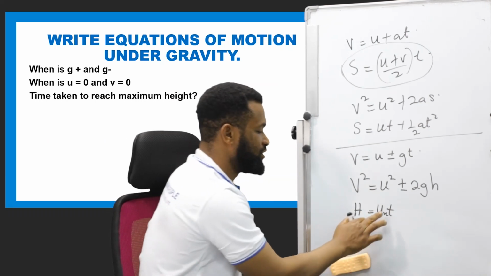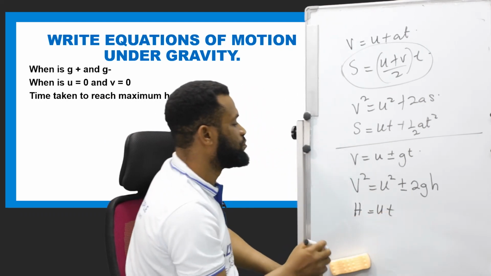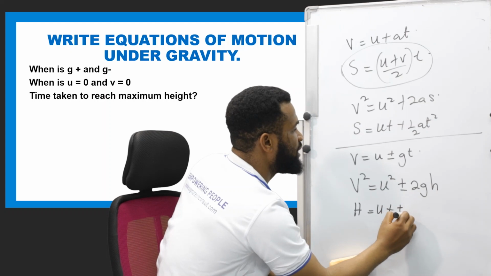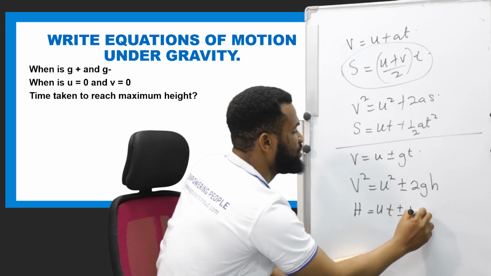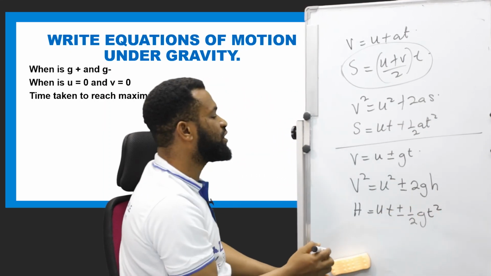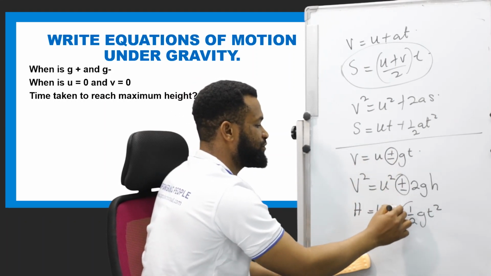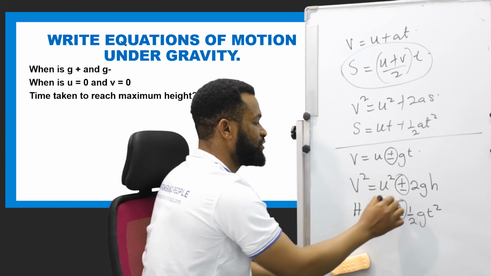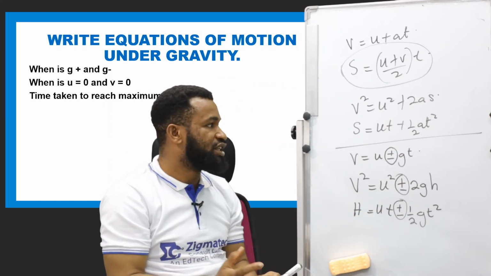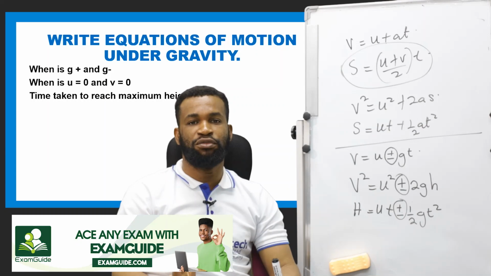Let's leave it. This is the general formula, plus or minus half GT square. Now, what is the sense of this plus or minus, which I have put here? This plus or minus is dependent on the direction of the motion of the body.